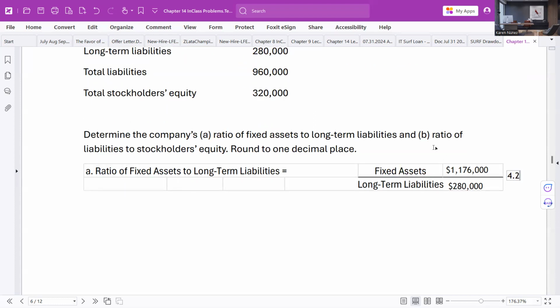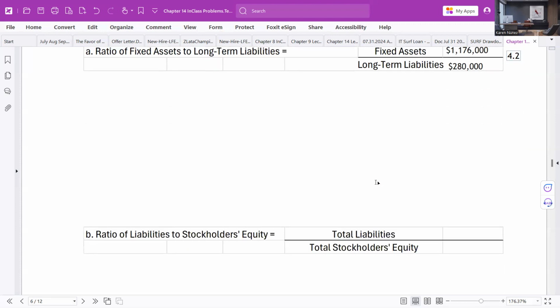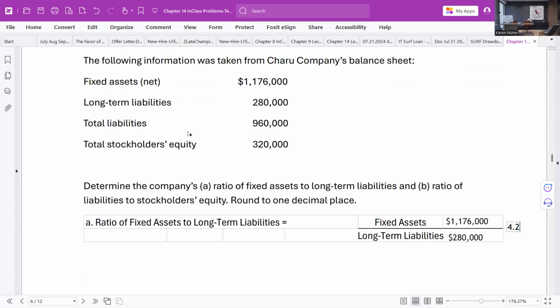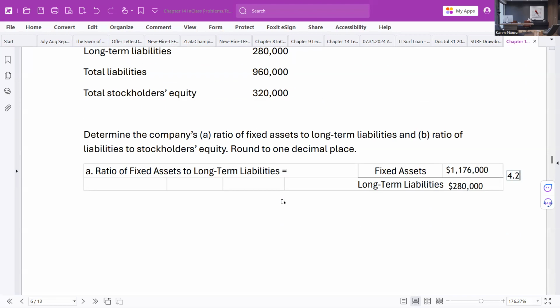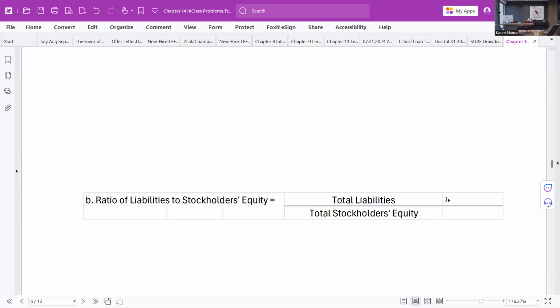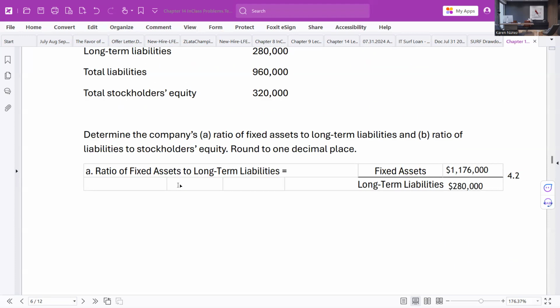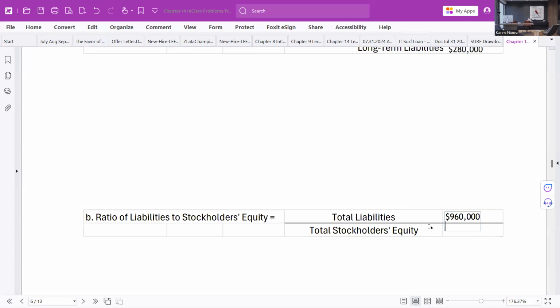And then the second measure we look at is the ratio of liabilities to equity, the ratio of total liabilities to total stockholders' equity. So these last two numbers: total liabilities to total stockholders' equity. We put the total liabilities in the numerator, and we divide by the total stockholders' equity, which is that $320,000.